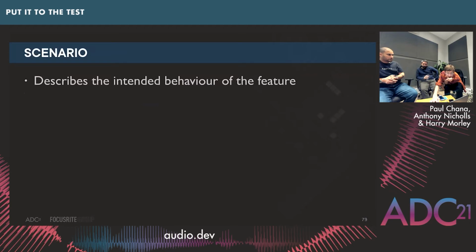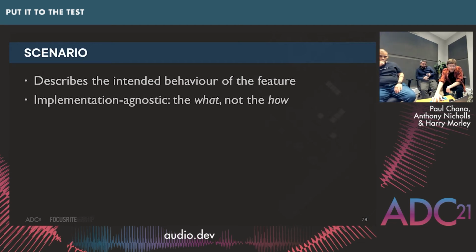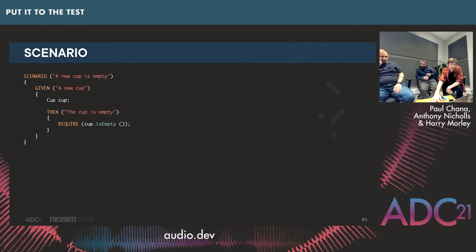So there's some tips on writing each of the sections. As I said, the scenario describes the intended behavior of the feature without saying any specific values or implementation detail. It's just saying, what is the feature? You then say just a bit more on the what, not the how, as I said. So an example, it depends on this idea of the scenario being this sort of high level end goal.